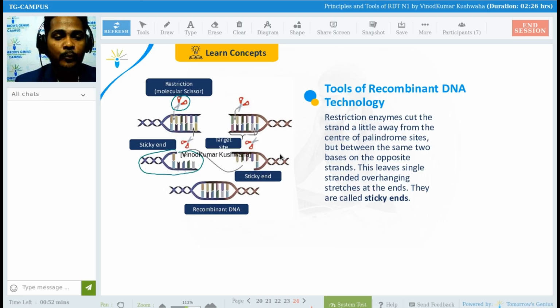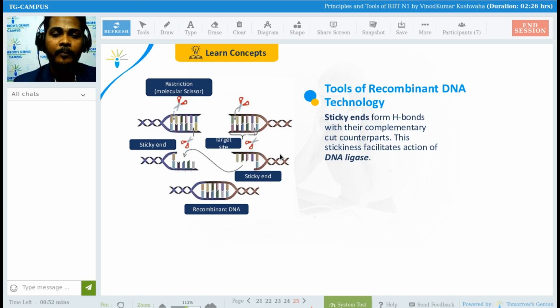You can see this portion of DNA is not there, only the lower portion of DNA is there. So this is the sticky end for this DNA segment, and this is the sticky end for this DNA segment, right? And these two sticky ends can join with another segment of DNA, so they are called sticky ends.